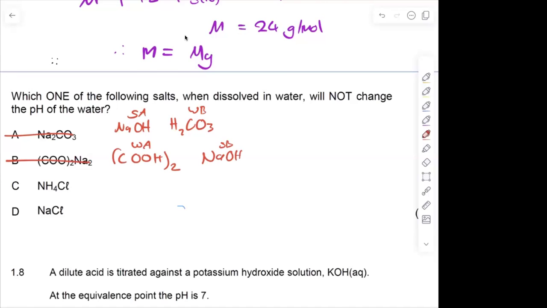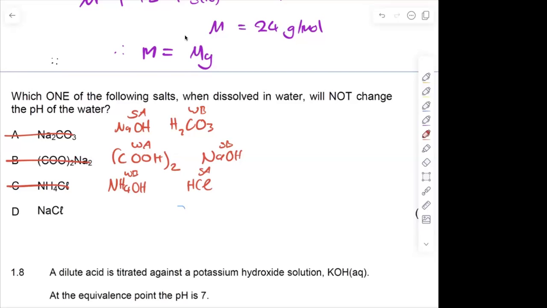NH4Cl, the NH4 comes from ammonium hydroxide. It's going to come from NH4OH, that's going to be a weak base. The Cl comes from HCl, that's a strong acid, which means I'm going to have an acidic salt. Acidic salt is going to change the pH of my water, not the answer.